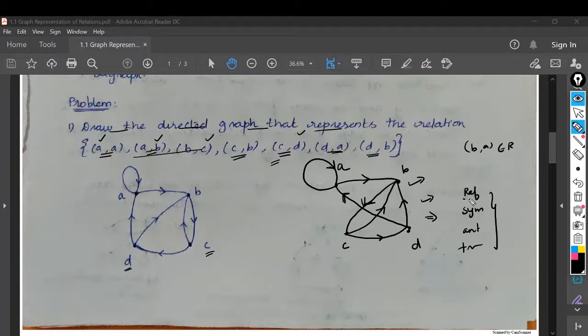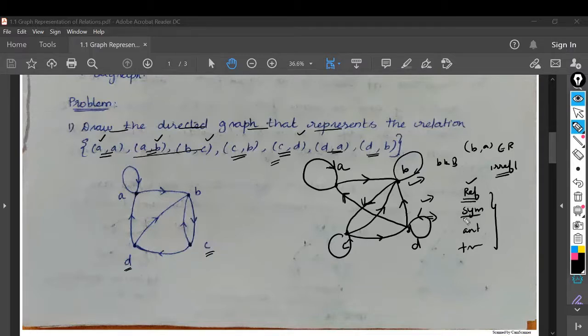When you say a relation should be reflexive, all the elements should be related to themselves, which means that there must be an arc from A to A itself, there must be an arc from B to B itself, only then B is related to B, right? There must be an arc from C to C itself and D to D itself. Only then are all the elements related to themselves, only then will reflexive be satisfied. Otherwise it will be irreflexive. When it is irreflexive, there should not be a loop at any vertex. In that case it will be irreflexive.